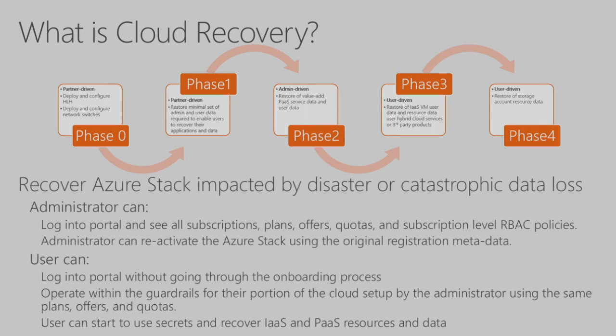So the idea here is that the administrator would be able to log back in, see all of the plans, subscriptions, offers, subscription level RBAC policies. The stamp is using the same deployment ID, so all you got to do is reactivate. You don't have to re-register. From a user perspective, they can just log back into the environment. They're protected, in a sense, from the guardrails that you set up on quotas and plans and offers.